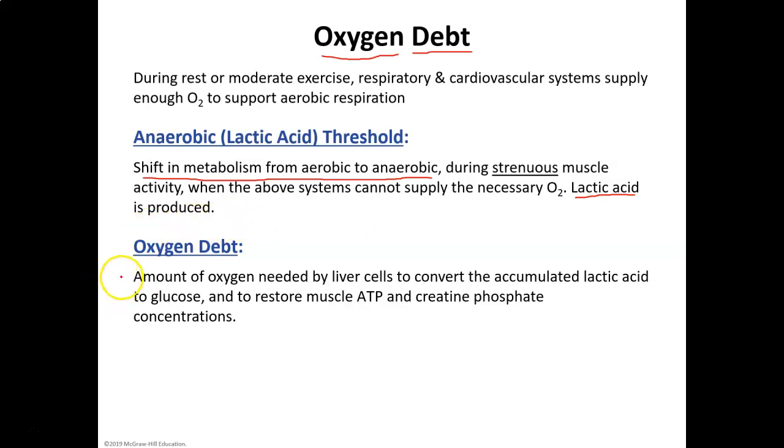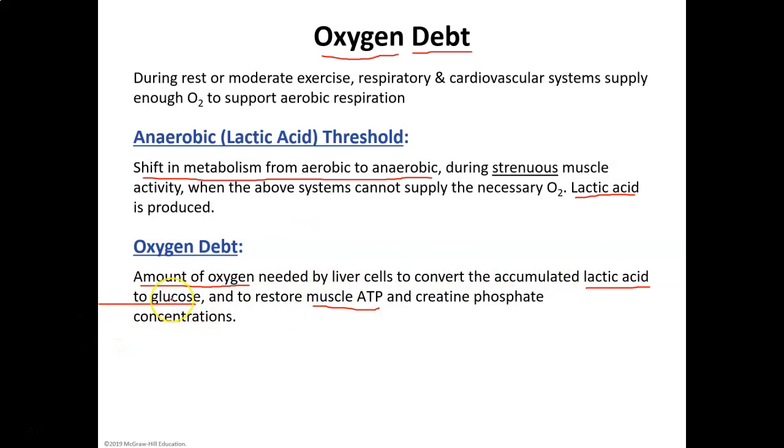You have to pay off the oxygen debt. So what is the oxygen debt? That is the amount of oxygen needed by liver cells to convert the accumulated lactic acid to glucose. So what does that mean? It's telling you right here. The blood is full of lactic acid. It has to be converted back to glucose in order to restore muscle ATP. That's the oxygen debt. How much oxygen do you need in the liver to convert lactic acid to glucose?